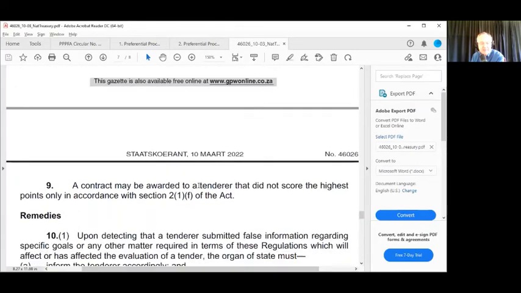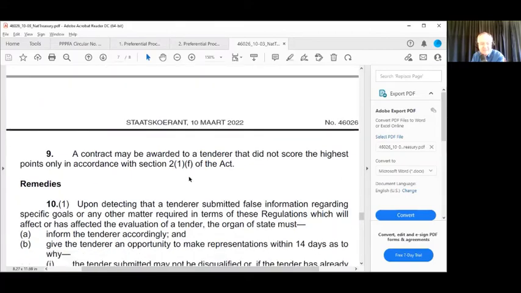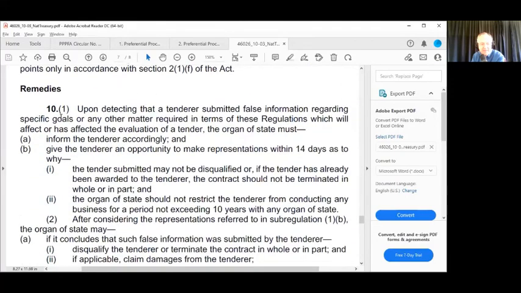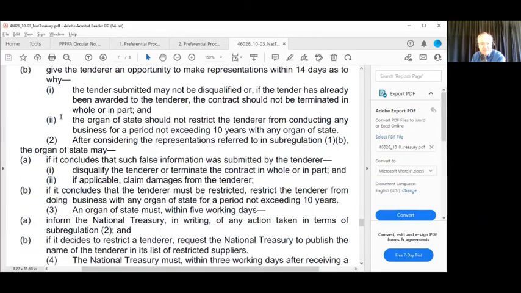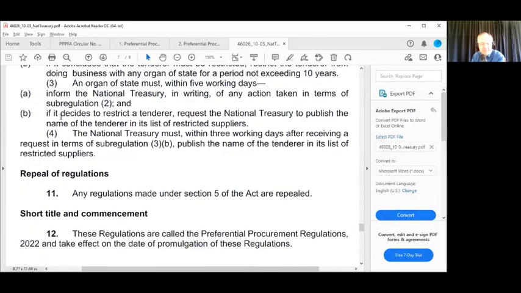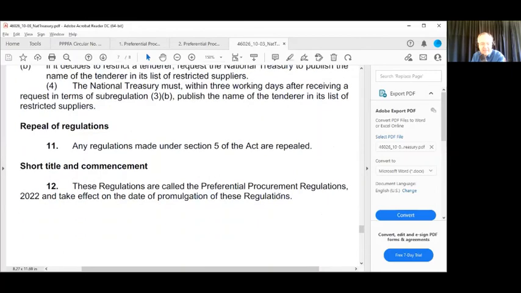Then Regulation 9 basically says it may be awarded to a tenderer that did not score the highest points, but in accordance with 2(1)(f) of the Act. 2(1)(f) of the Act is the objective criteria. And then they've got all the remedies, which are all around misrepresentation, false representation, etc. They've repealed all regulations made under Section 5 of the Act and given these a short title, Preferential Procurement Regulation 2022.